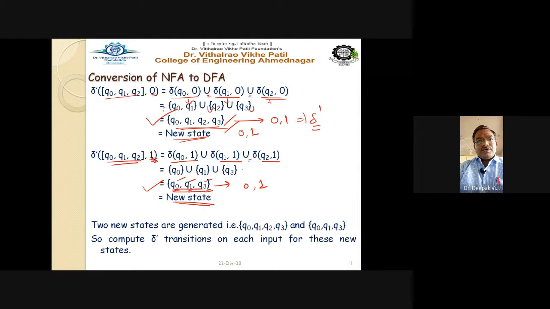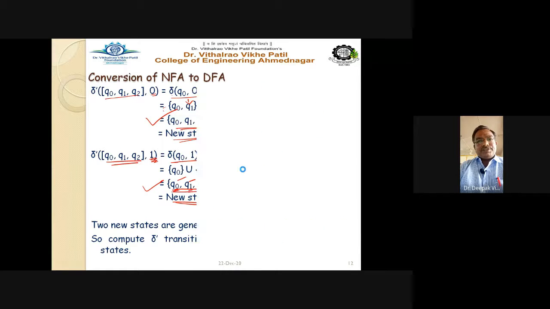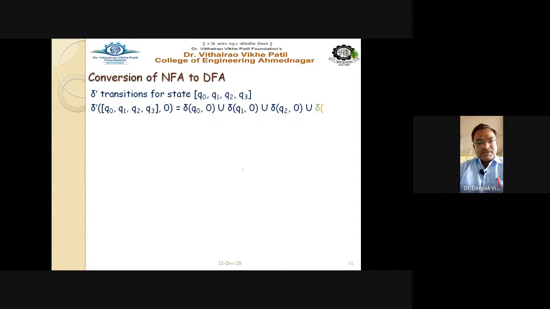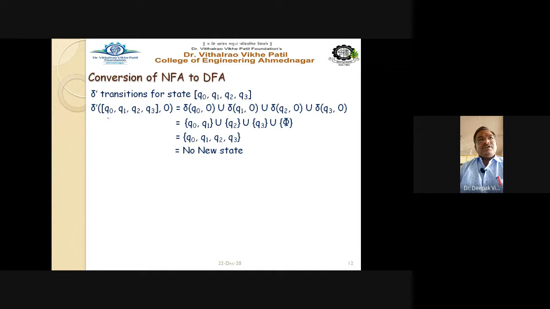So compute the delta dash transitions on each input for these new states. How to calculate it? The method is the same. There is no difficulty, no critical part. Everything is very simple, but you have to go step by step and follow every step. So take this state Q0, Q1, Q2, Q3 on the 0 transition. You have to split it: delta Q0 on 0, delta Q1 on 0, delta Q2 on 0, delta Q3 on 0, and take the union of all these.